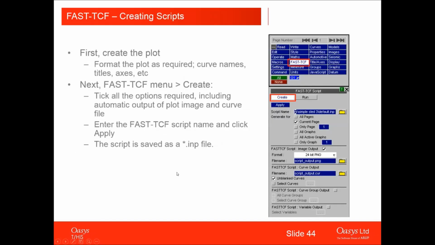Okay, so this is just briefly going through it. First, we generate the plot. We format the plot, all the curve names, all the titles and axes. THIS will replicate any changes that we make. Next thing to do is go to the FastTCF menu and then create the script. And all we have to do here is tell the script what we want to be generated. So in this case, we want the current page, and we can also request image output and the curves to be written as a file in the curve file, just in case we want to go back and revisit the data.